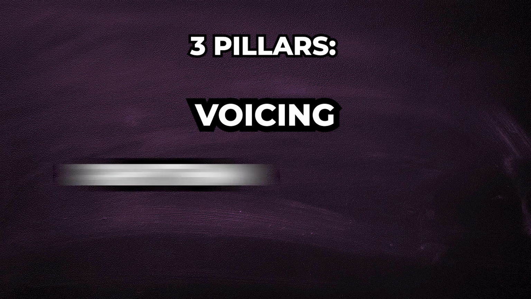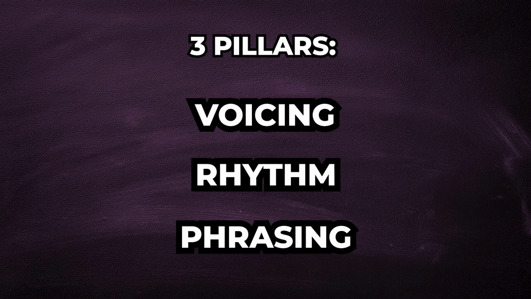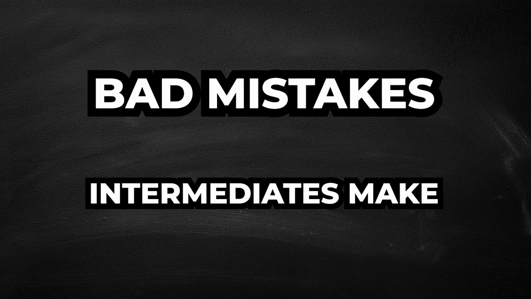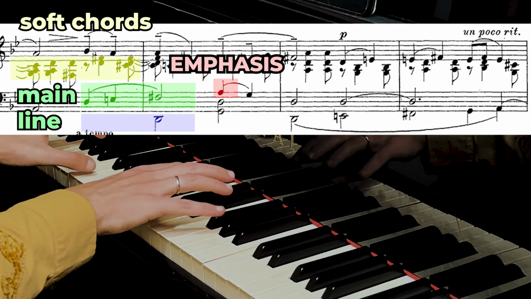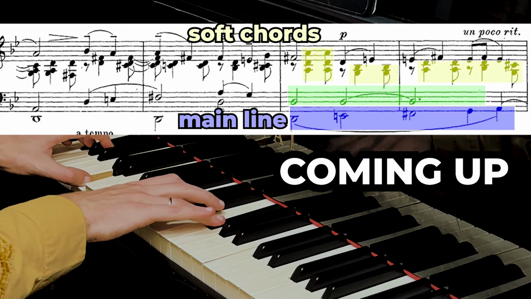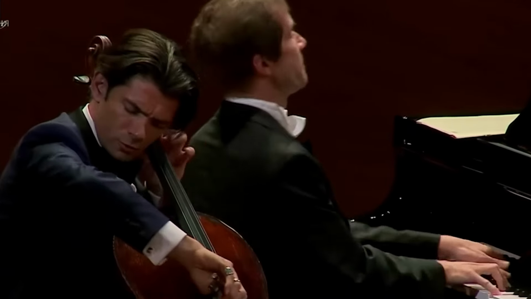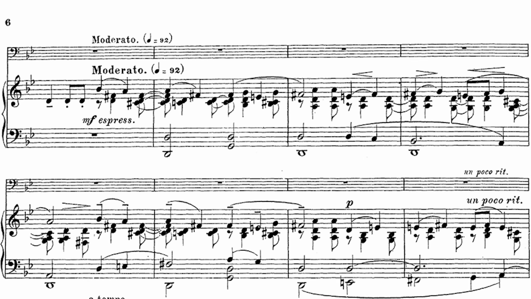We'll talk about the three pillars of musicality: voicing, rhythm, and phrasing. We'll discover some bad mistakes intermediate musicians and beyond usually make, and by the end of the video you'll be a master of these three concepts and you'll be able to understand how great pianists approach them when they play. All of that in just 8 measures. But before we start, let's do 3 quick checks about things that you should be doing to improve your musicality.